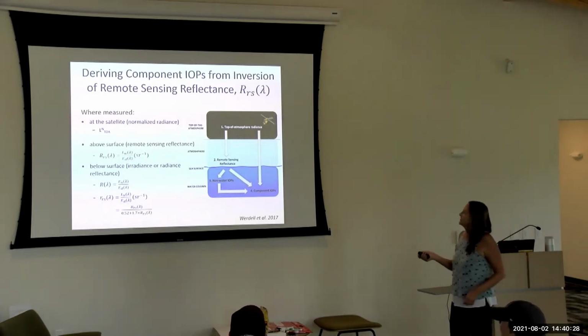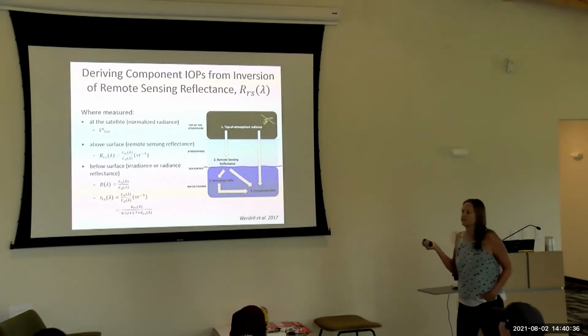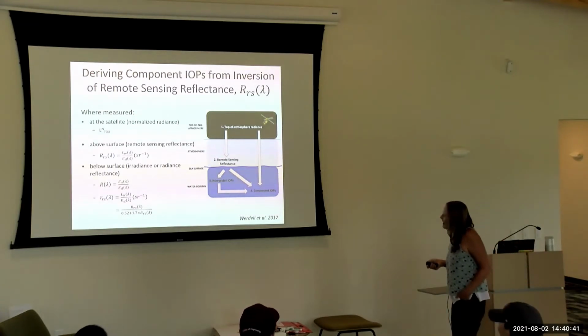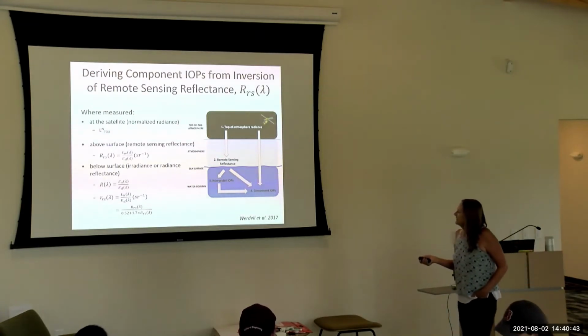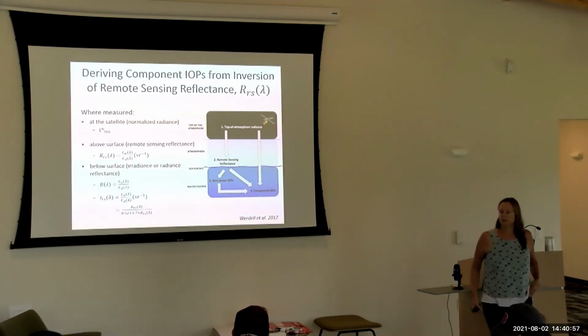Or you can do below the surface, and you'll notice we have different symbols here. It is far from standard, but we're trying to push NASA's terminology, based upon this paper. So it can either be irradiance reflectance, which is the ratio of upwelled irradiance to downwelled irradiance, or radiance reflectance, upwelled radiance to downwelled irradiance. And where did you do these?